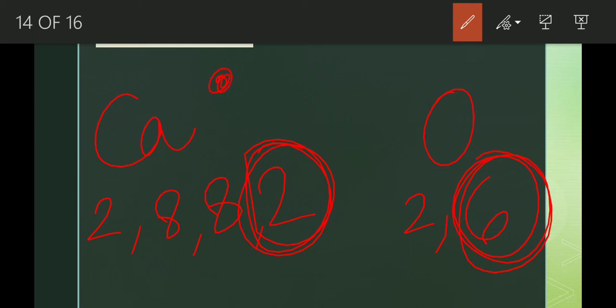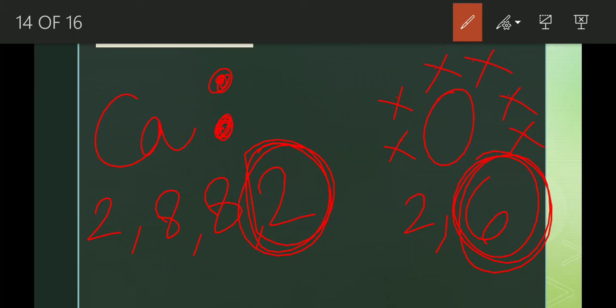Let's represent the electrons of calcium as dot and represent the electrons present in oxygen as cross. 1, 2, 3, 4, 5, 6. 6 electrons are present in the valence shell of the oxygen atom. Now, what happens in the case of calcium oxide? The formula is CaO.